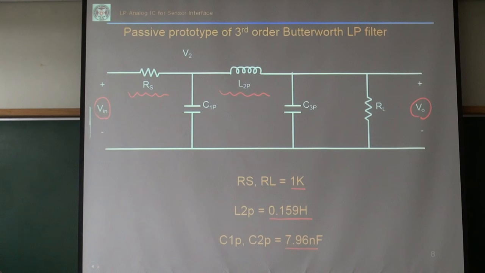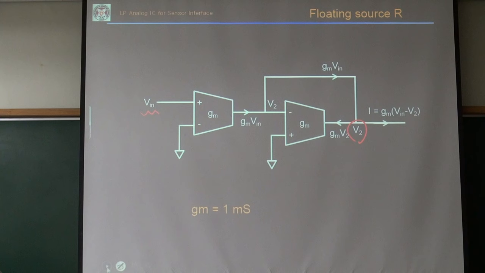So we want to implement this RS. I want this current to be V in minus V2 divided by RS. Okay? That's my current. Then let's see. Here this GM says this outgoing current is GM times V in, because V in minus zero, this is zero. Okay? Outgoing current. And this current is zero, right? So this current should be same as GM V in.